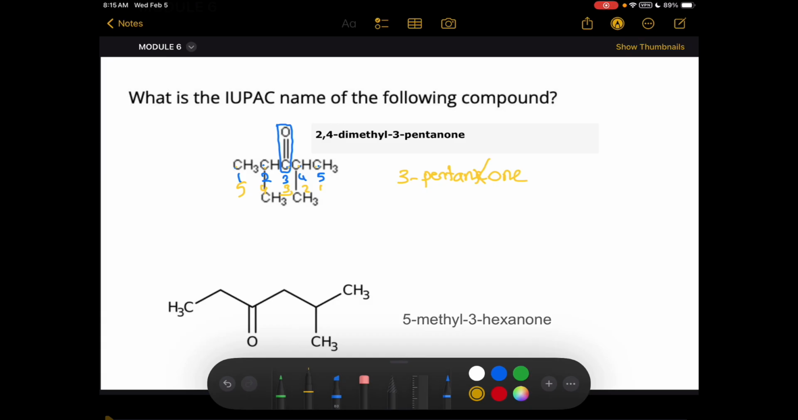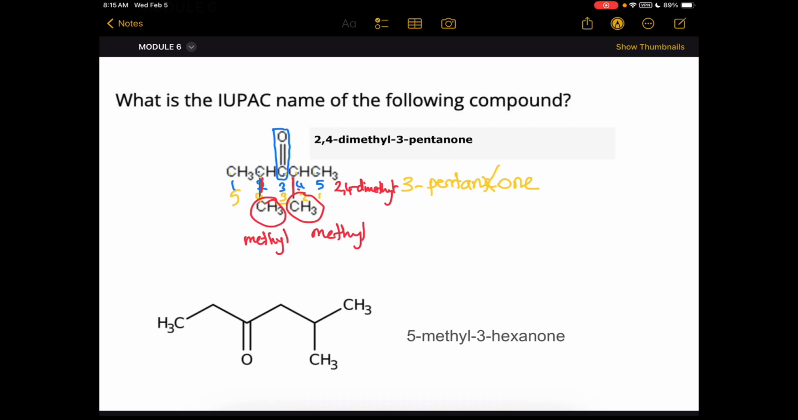Now I can add my substituents. Do I have substituents? Yes. So I have one CH3 group sticking from this carbon, another carbon sticking CH3. What's the name of this? Methyl. This is also methyl. Okay, they are the same, and where are my substituents located? One of them is located in carbon number 2, the other one is located in carbon number 4. What are they? Methyl, because there are 2 of them, dimethyl 3-pentanone is the name of my compound.